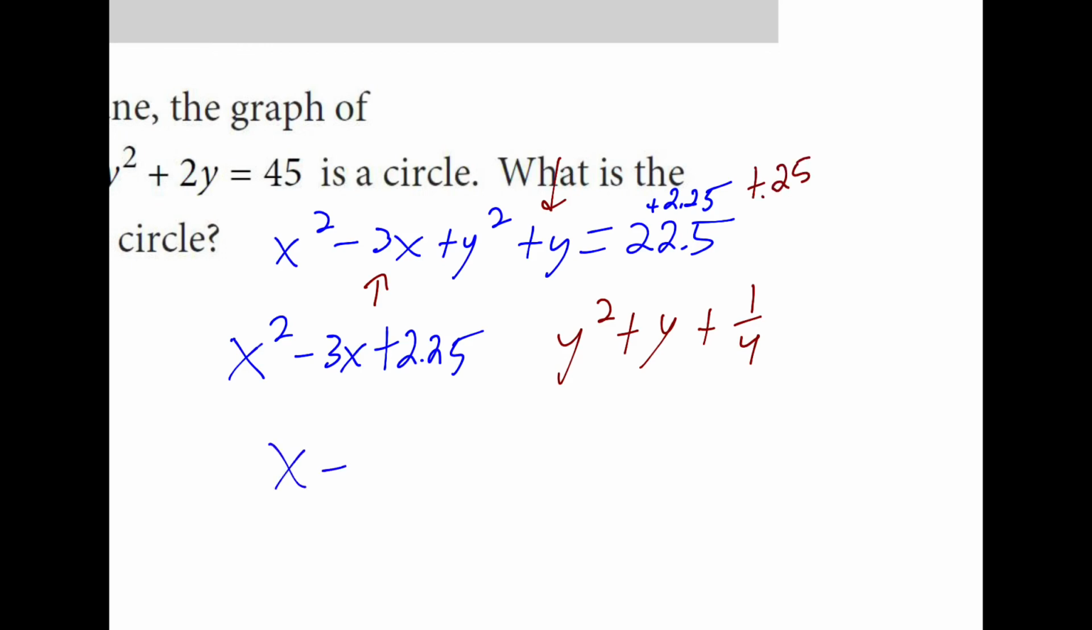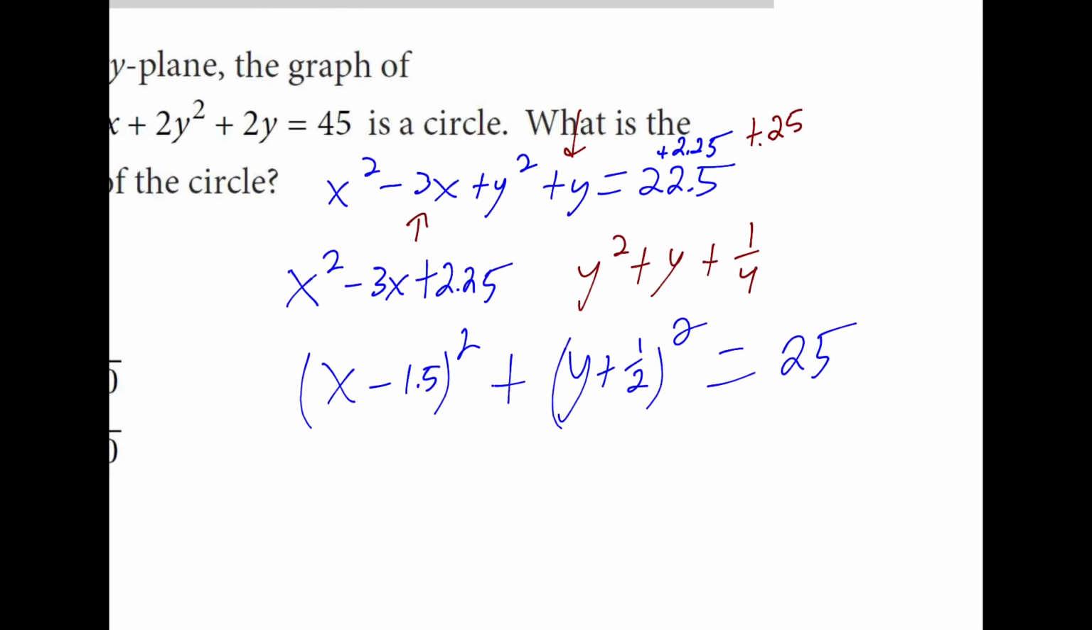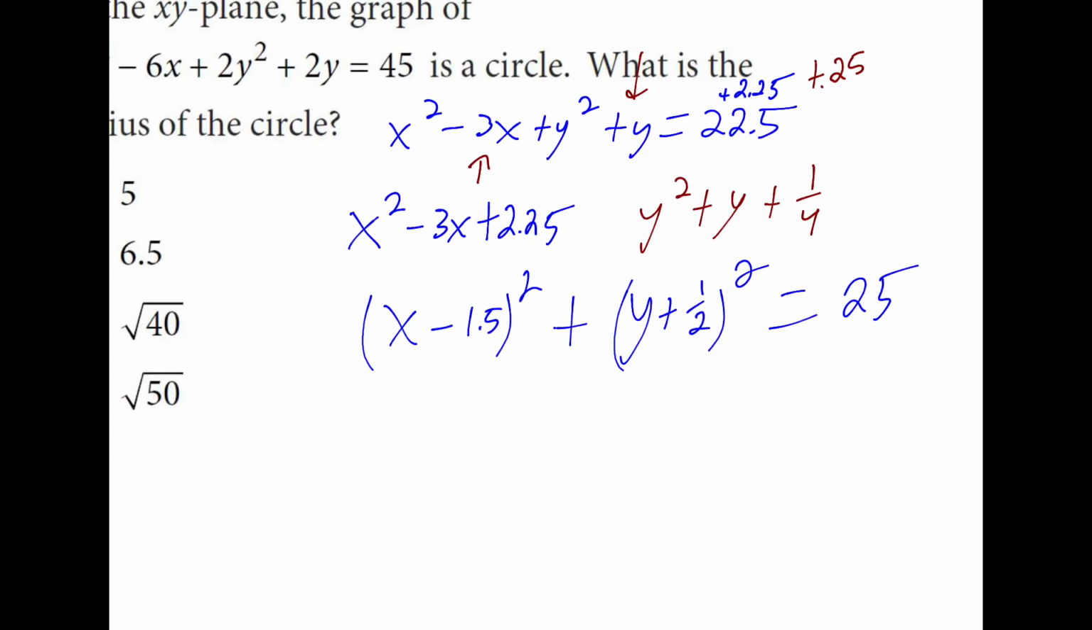This simplifies to x minus 1.5 squared. This is y plus 1/2 squared. And over here I'm left with 25. They want to know what is the radius of the circle, so r squared is equal to 25. The radius is just 5.